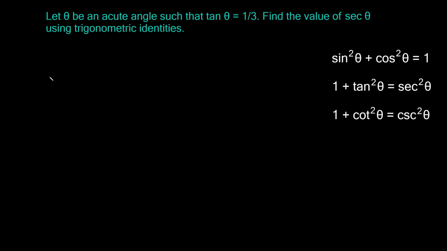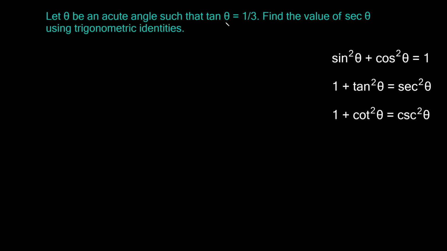All right, now let's just do this last one. So this one says, let theta be an acute angle such that the tangent of theta is equal to 1/3. Find the value of secant theta this time using the trig identities.